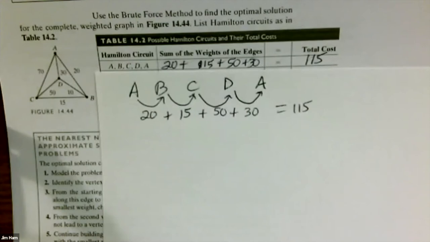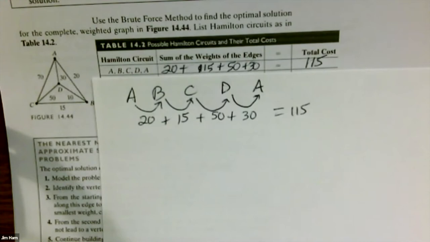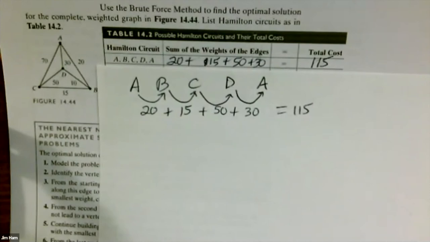It's tedious. It's called the brute force method because by brute force, we list all the possible circuits and just sum them up. If we had a complete graph with 13 vertices, it was that huge number that you listed in the chat there. Can you imagine doing 479 million of these rows? That's what we would have to do if we had a graph that had 13 vertices.